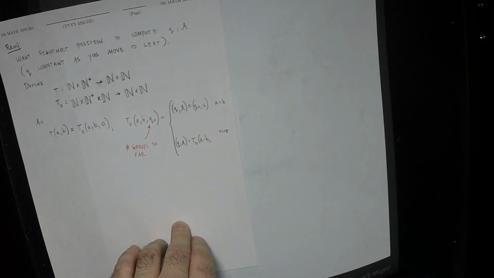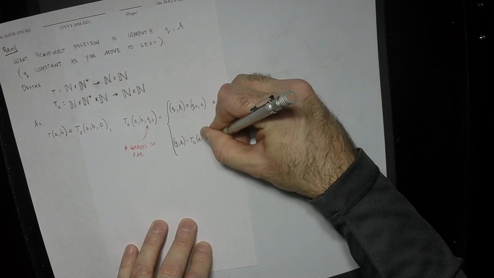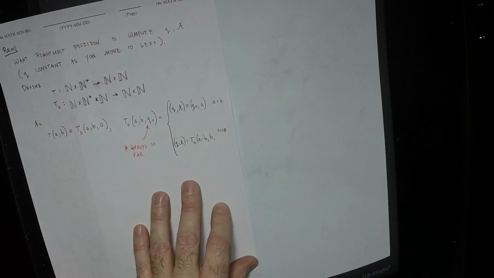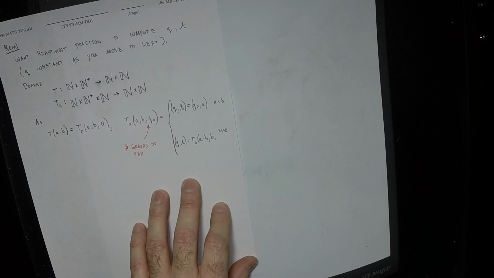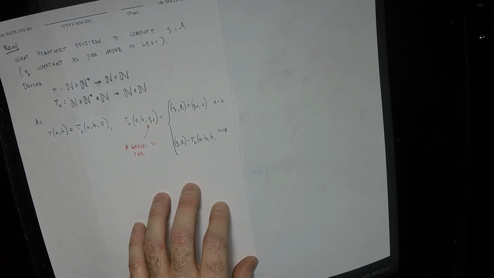And what's the size of the group we're trying to make? B. And what's the quotient size so far? Q0 plus 1, right? We were able to make one more group.